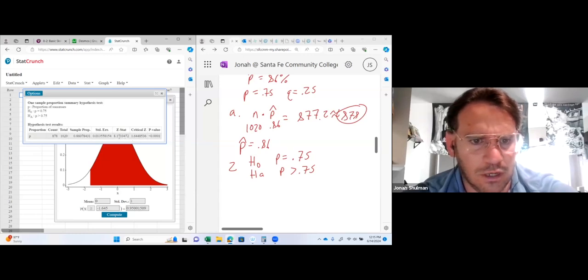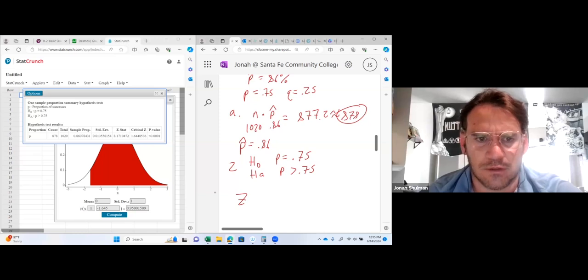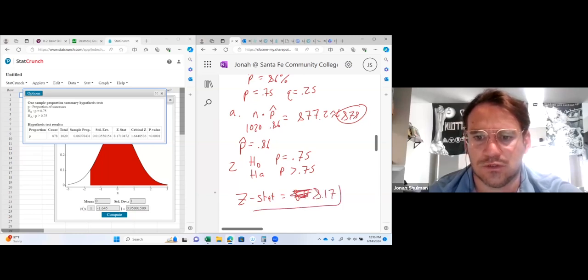Here's our z-stat, so our z statistic is equal to 8.17. That's the answer to 2.